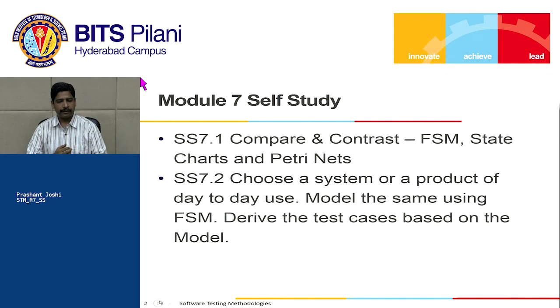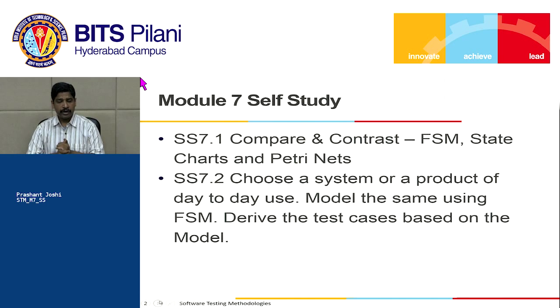So what we have here are two assignments, self-study 7.1 and 7.2. The first one is compare and contrast FSM, state charts, and Petri nets. The aim is to let you explore these three.